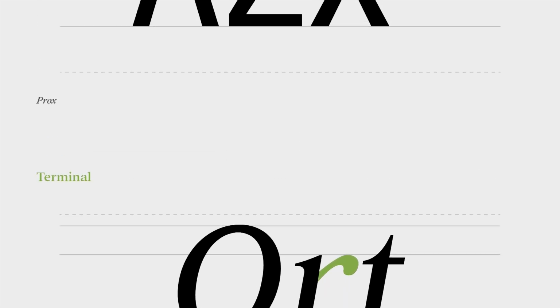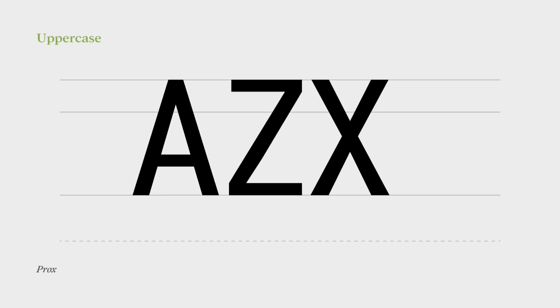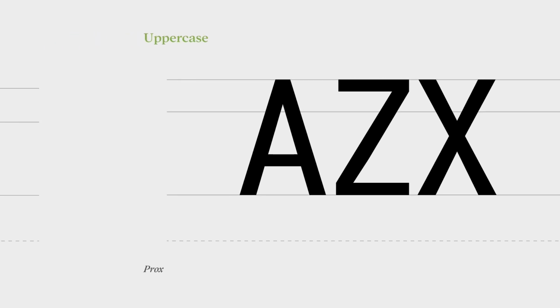U is for uppercase. Uppercase letters are the capitals in a typeface. The name comes from the days of metal type. Capital letters were kept in the upper part of the type case.